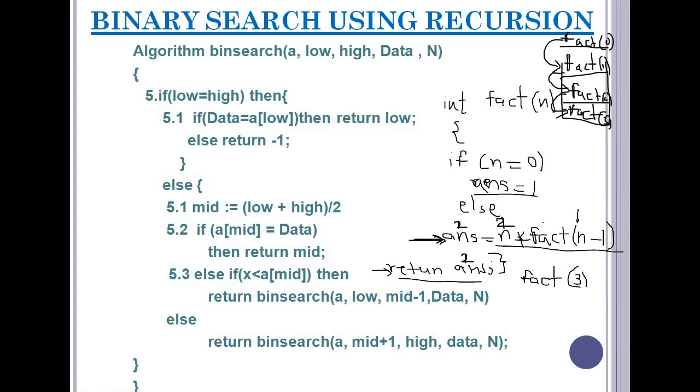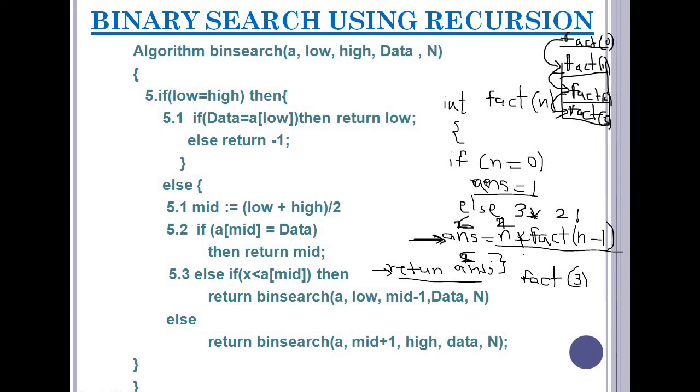So in fact(3), the line was executing again. Here my n was 3, and after that fact(2) is returning me 2. So 3 multiplied by 2, the answer is 6. So it will return 6. Suppose main is calling fact(3), so I will get 6 as the return value from fact(3).